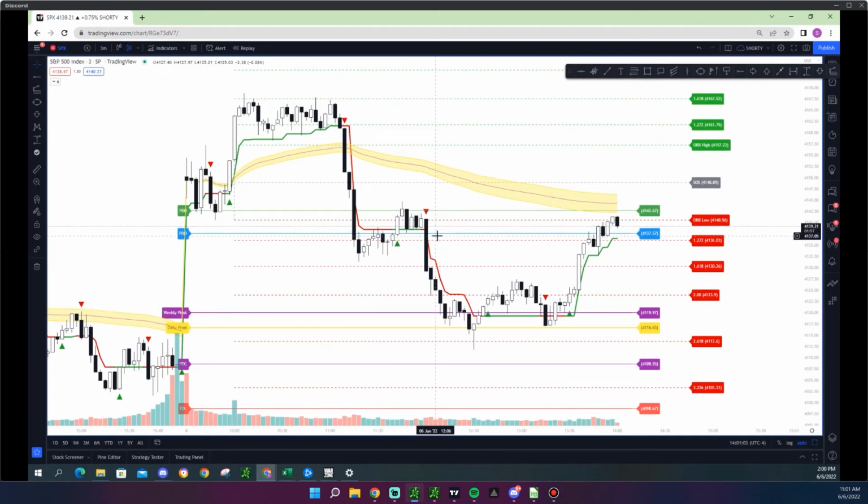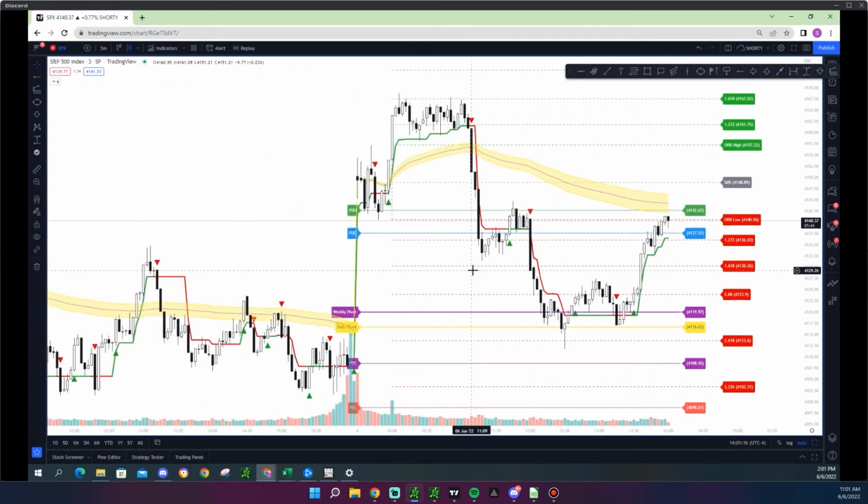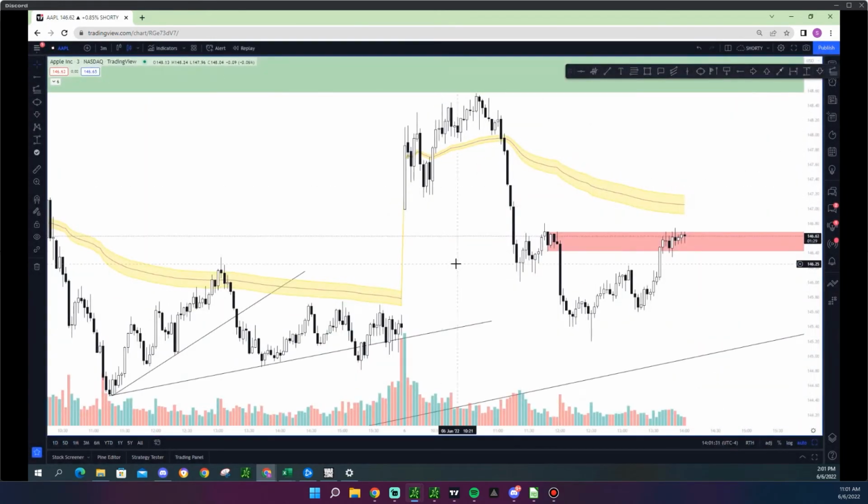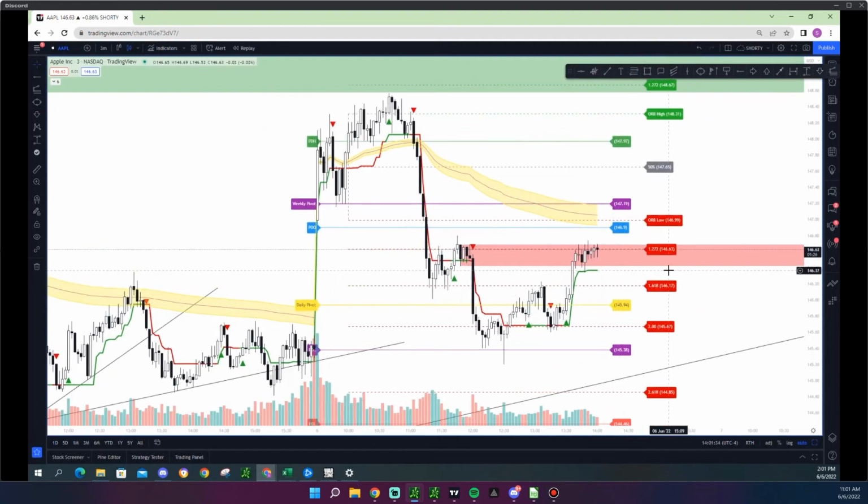Let's see if we break the PDH here. It looks like a cup and handle around the bottom here. If we break this VWAP, our stop loss is right here. We'll use 50% of stop loss. Is that cool here?